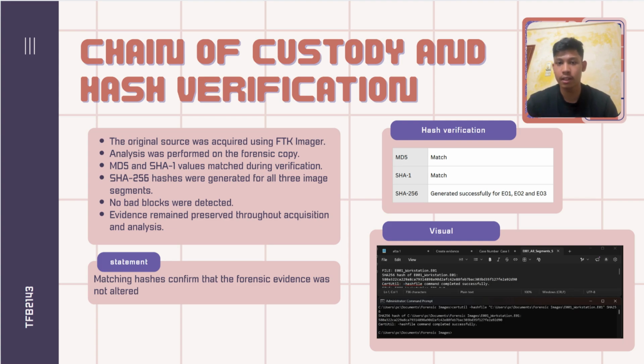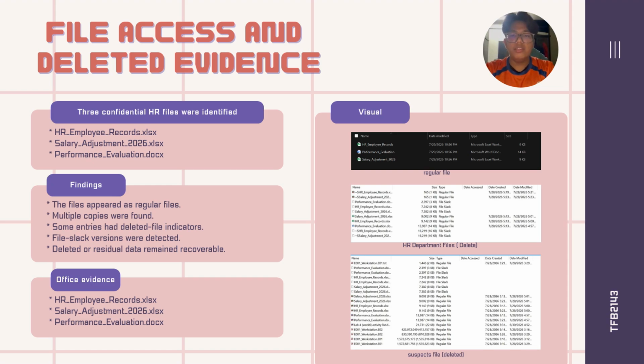As shown in the screenshot, the SHA-256 hash for the image segment was generated using Windows Search Util, and the command was completed successfully. Therefore, the matching hash values confirm that the forensic evidence was not altered and can be considered reliable for further investigation. Moving on to the file access and deleted evidence findings.